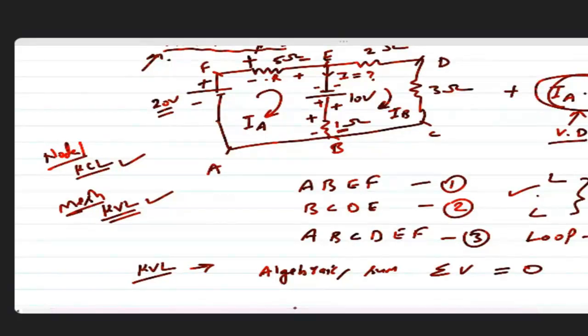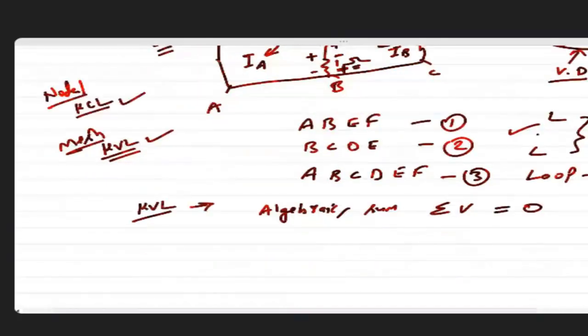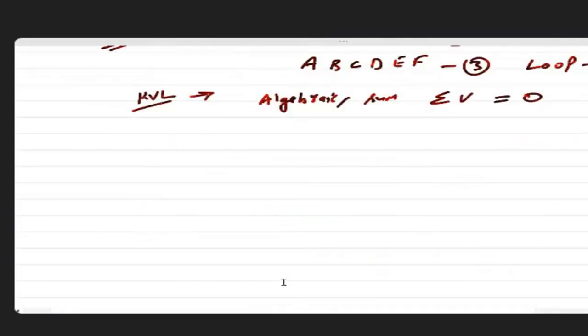But you can see this 1 ohm resistance is common in both the meshes. IB is also contributing for this 1 ohm, but from the lower side. So current IB is entering from here and releasing from here. So this is the scenario. Let me draw it again. What is the exact scene?